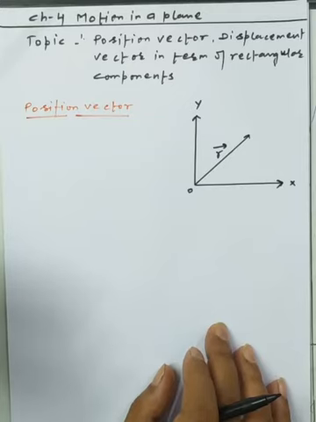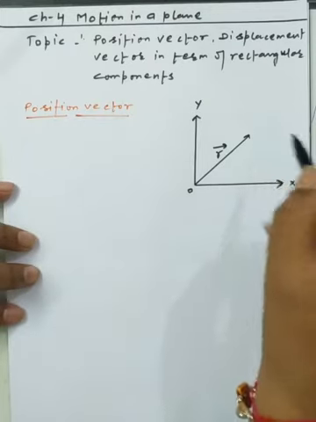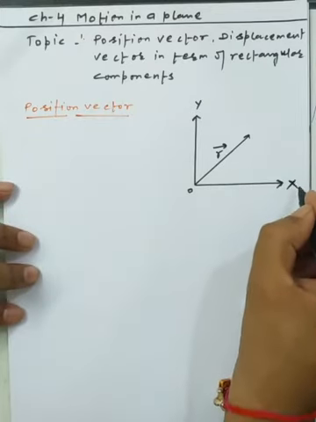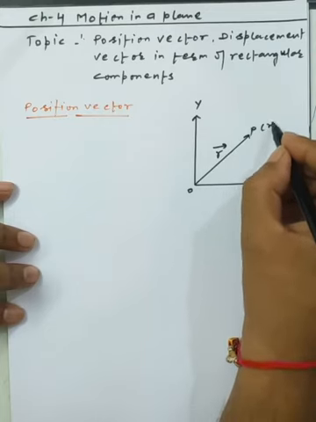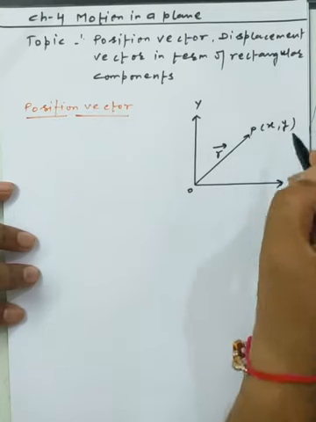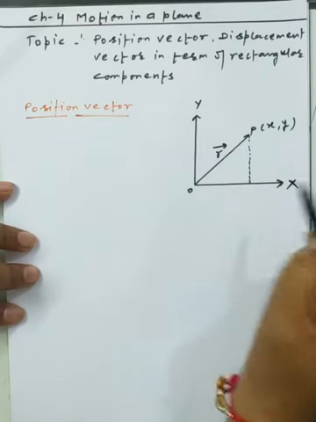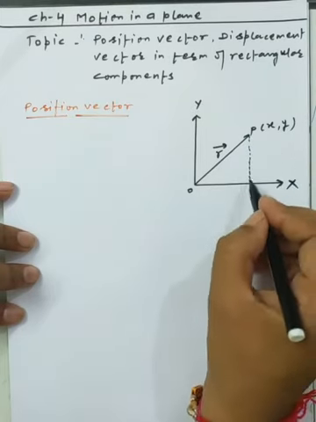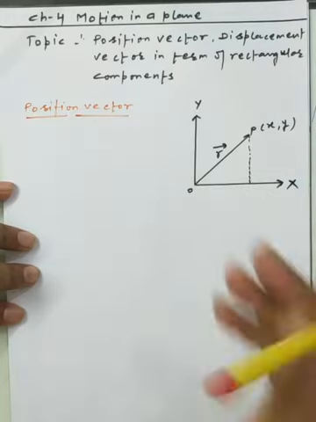So, how can we represent the position vector in terms of the coordinates? Here I am assuming a point P which has its own coordinates, x and y. Now I am making a perpendicular to the x-axis, and here I am representing the concerned vector.